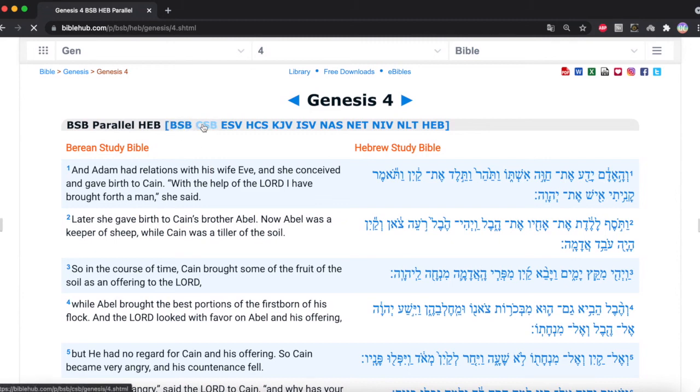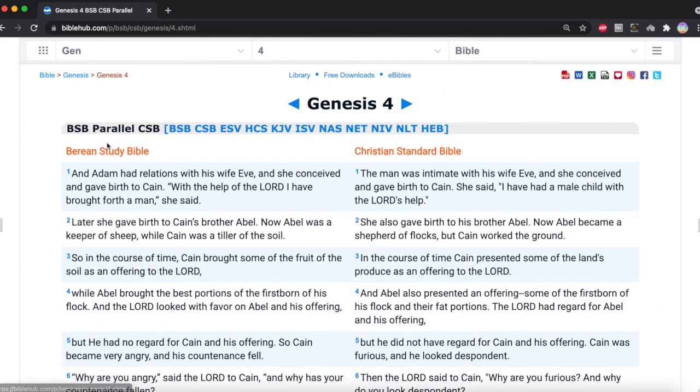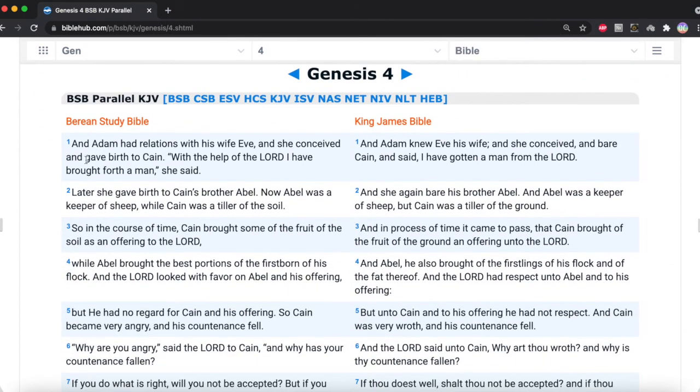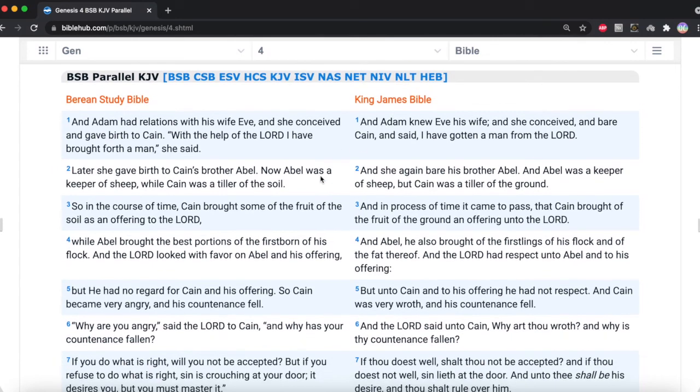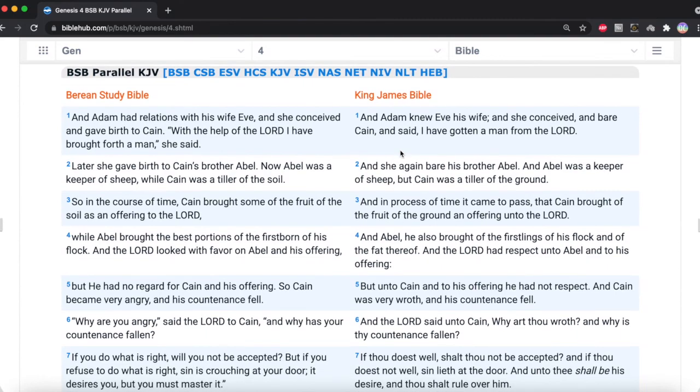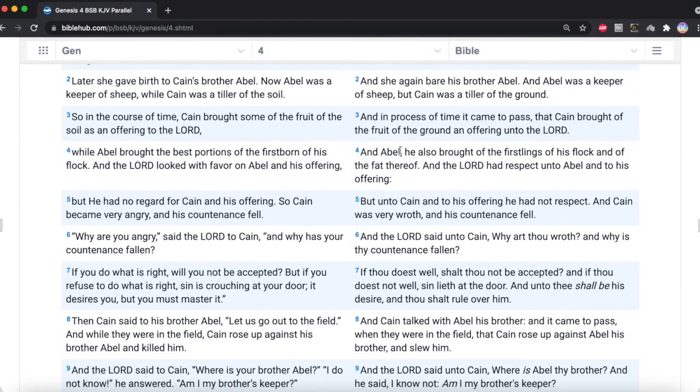And also what you can do is if, say, you want to see what the BSB has compared to, well, I'll do the KJV. That's also a good one. So we have a little bit different translation. So we've got Berean versus King James, what these two different, whoever made this Bible versus whoever made this Bible, had different ideas of how to translate the Hebrew. And so some of it is very similar. Some of it might end up quite different.